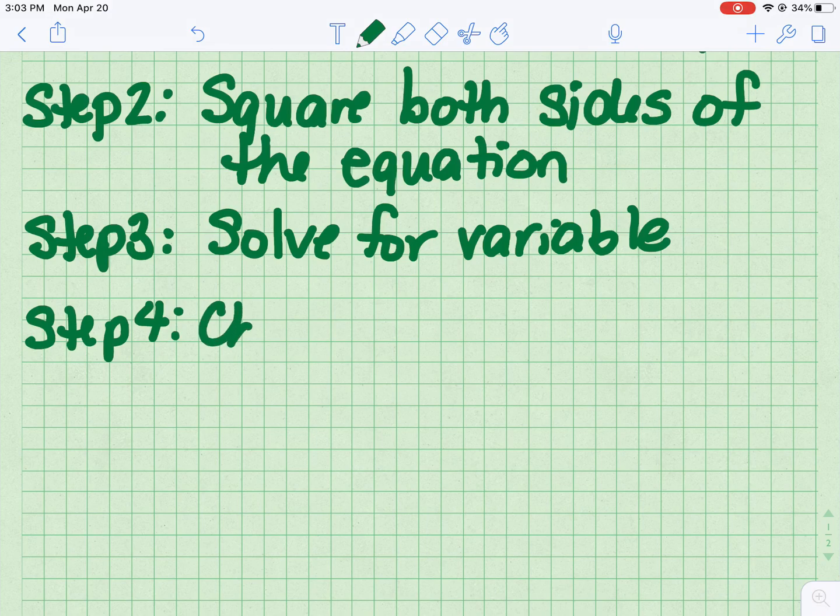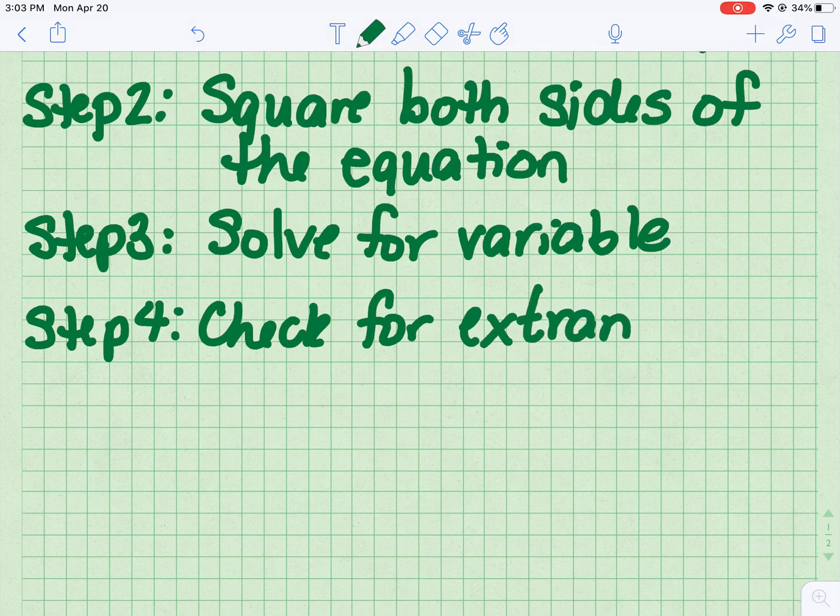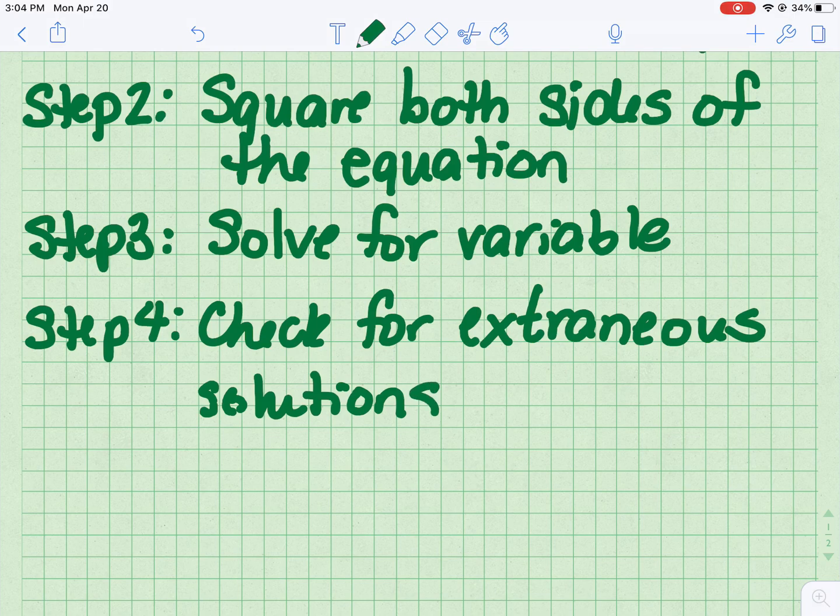And step 4, this is a big part that people like to skip, and this is check for extraneous solutions. Extraneous is just a fancy word for extra or ones that don't work. When we square both sides of the equation, sometimes we produce an answer that doesn't work with the original equation. Because we've manipulated it, we now have a solution that doesn't really work with the original. So we have to go back and make sure we didn't create an extra solution that doesn't work. So you do have to check it, okay?